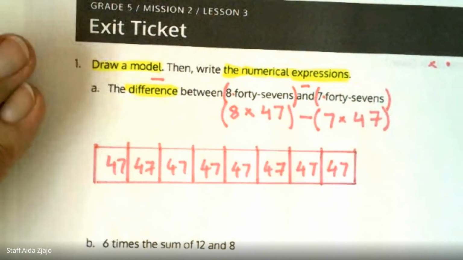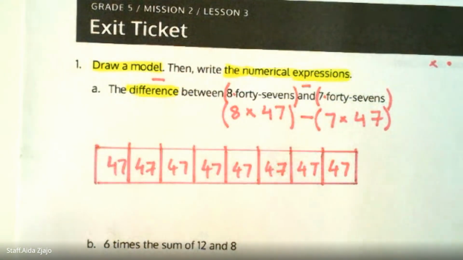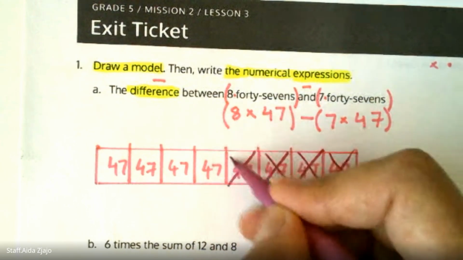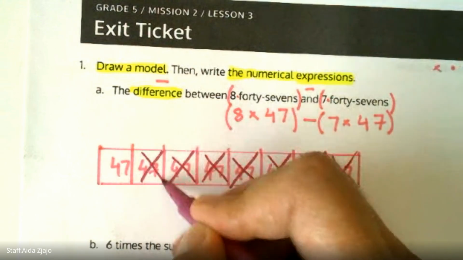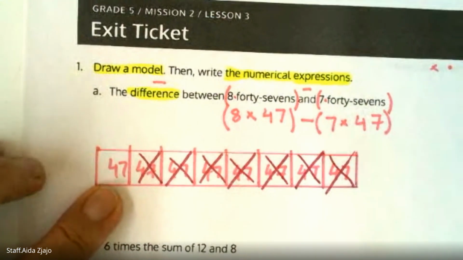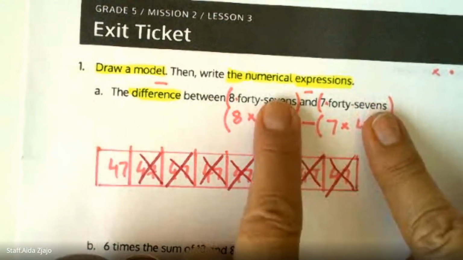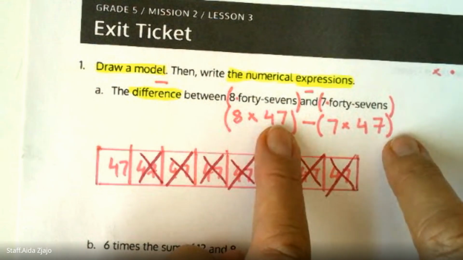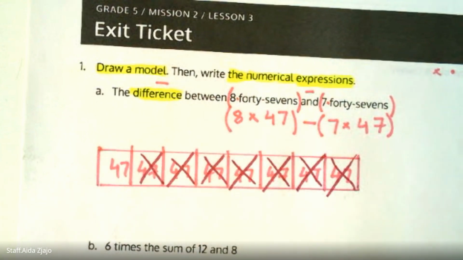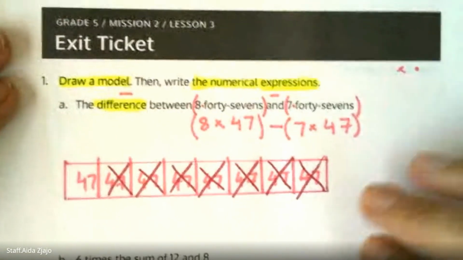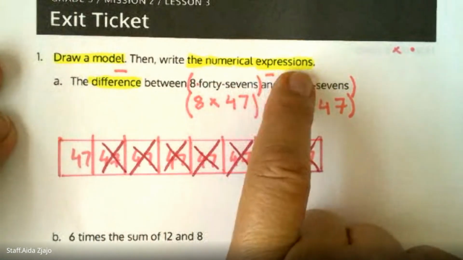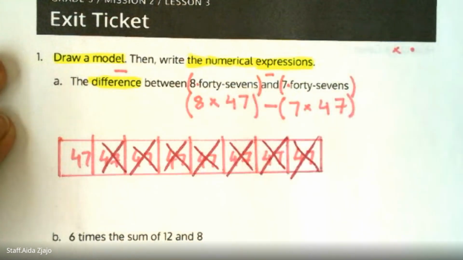So if I take this, I can cross it off: 1, 2, 3, 4, 5, 6, 7 47s. So then 147 is left, because you subtract the same groups. You have 8 groups of 47, and you give away to someone 7 groups of 47. So only what is left is 1 group of 47, which is the solution. They only ask for expressions, so this is the expression.